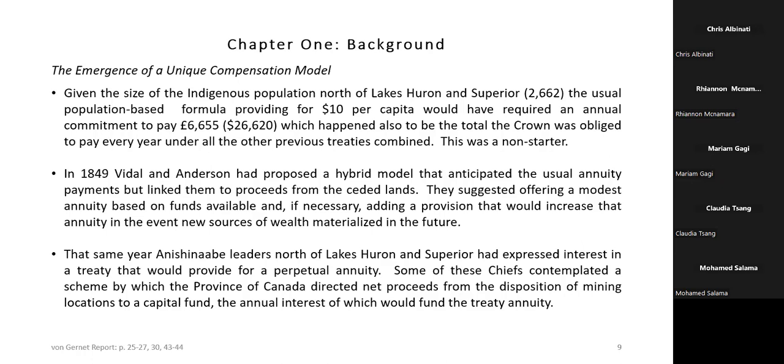So you may recall, I know this is going back years now, my earlier testimony, Goodall and Anderson proposed this kind of hybrid in 1849 that anticipated the usual kind of annuity payments, but linked them to proceeds from the ceded lands and then suggested offering a modest annuity based on the funds available, and if necessary, adding a provision that would increase the annuity in the event new sources of wealth somehow materialized in the future.